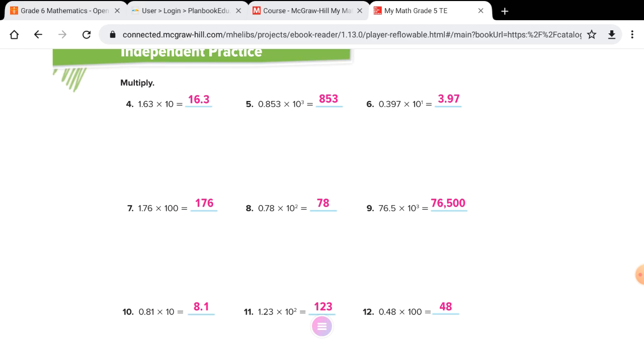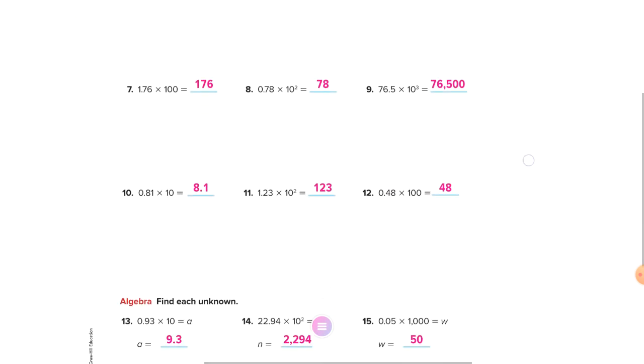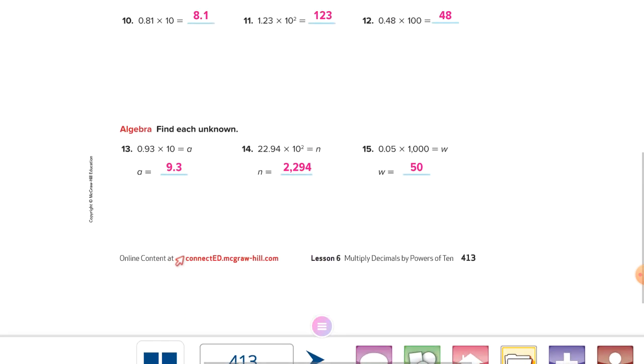Number 11 is 123. Number 12 is 48. Number 13, 9.3. Number 14, 2,294. And number 15 is 50.